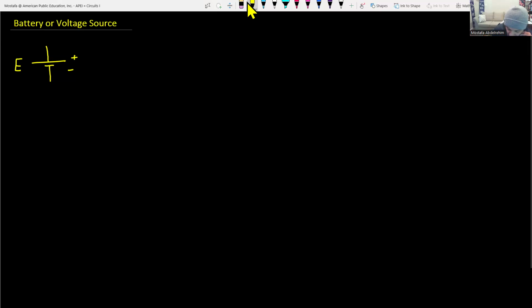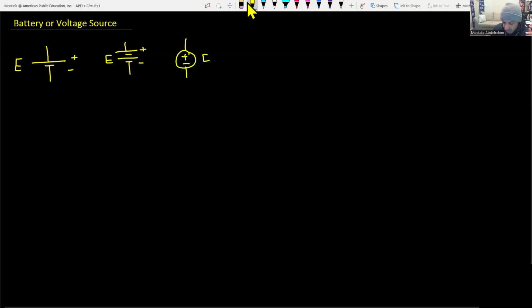Sometimes they also draw it like that. It's a battery, and this is positive and this is negative. This might be for a battery that has a high voltage, which is why they make it like two batteries together in series. And sometimes, if it's a random voltage source, they can draw it like that, positive and negative. It still has two terminals.